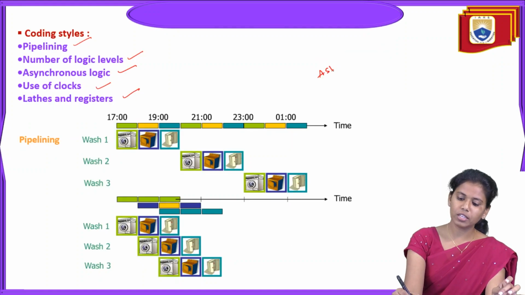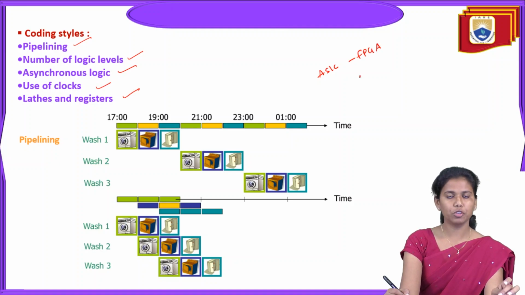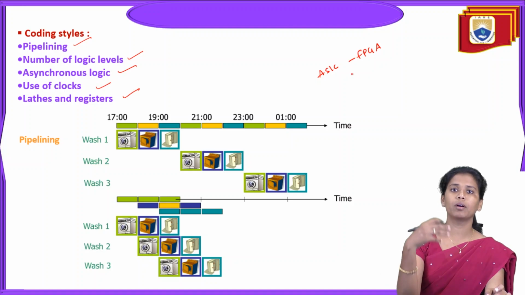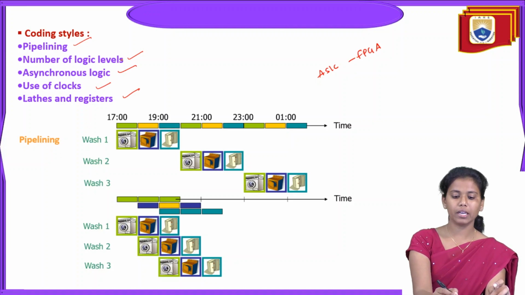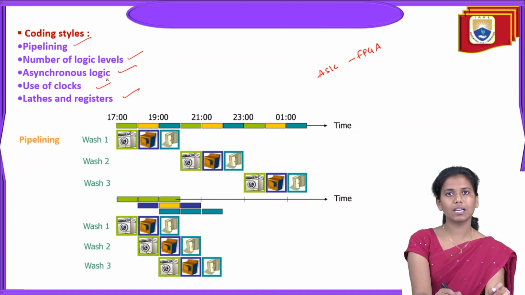So when you are moving your design from ASIC to FPGA, there are some protocols that we need to follow. The first and foremost thing is all about the coding styles. The coding part can contain all the elements, that is pipelining, number of logic levels, latches and registers, use of clocks, as well as the asynchronous logic.